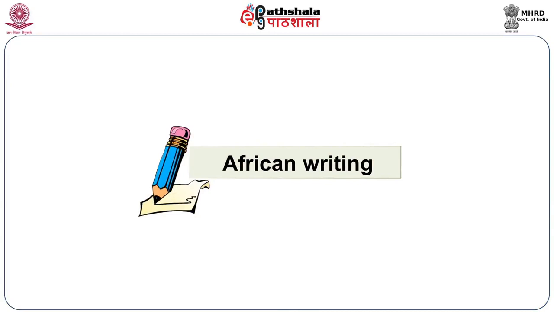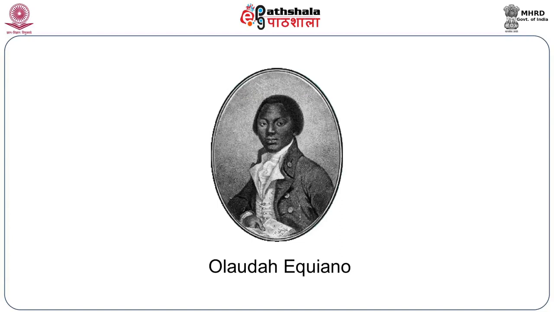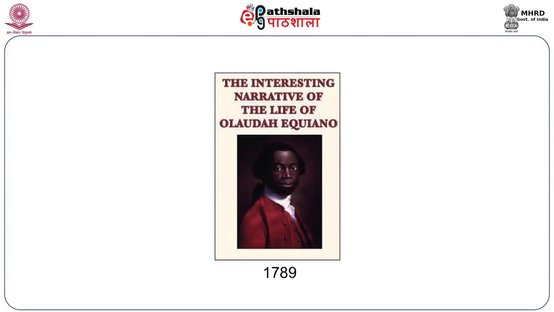Now, when we talk about African writing, or writing coming from Africa, one of the earliest texts, one of the earliest books to come out of Africa is by Equiano. Now, Equiano has written what is now considered a slave narrative. And this was titled The Interesting Narrative of the Life of Olaudah Equiano. And this was published in 1789. So Equiano's book was probably one of the earliest to come out of Africa.